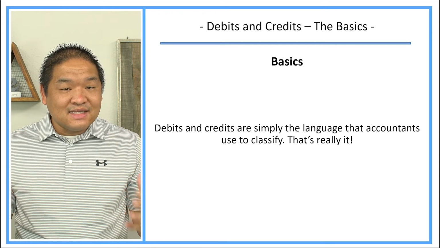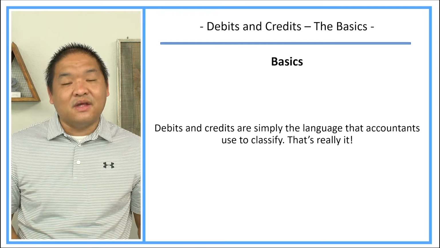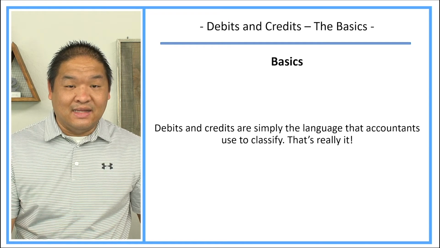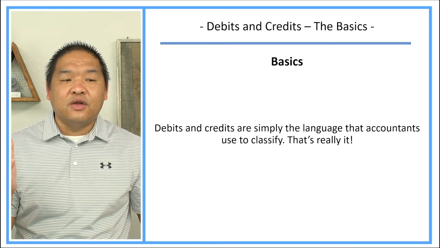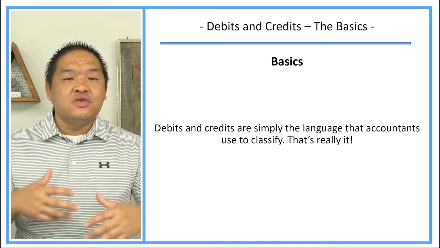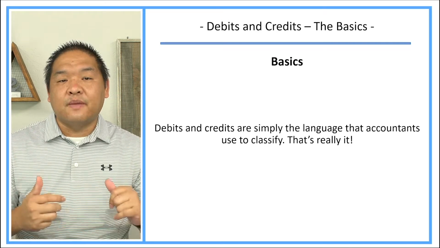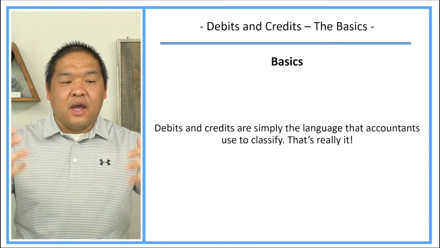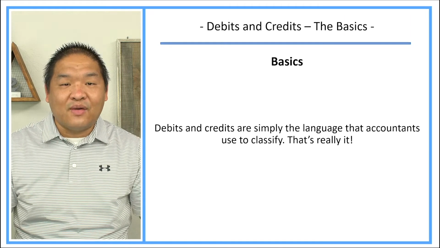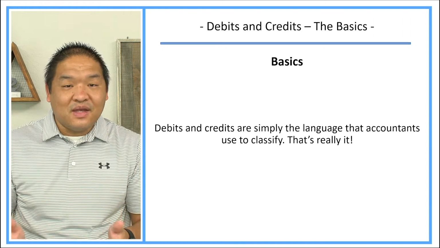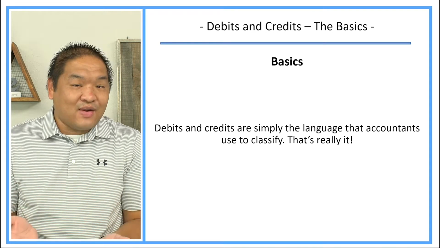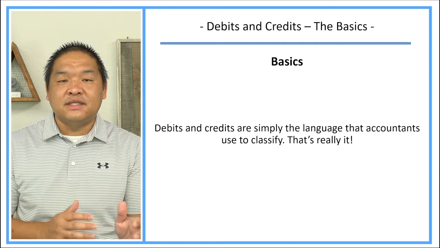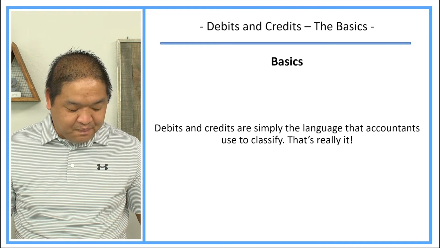So really, at the end of the day, debits and credits are simply the language that accountants use to classify. That's it. So it's kind of learning another language. When your first language is, let's say, English, you've got to learn the translation of an English word into Spanish or Japanese or Chinese or any one of the multiple languages around the world. We've got to do the same thing here in accounting. So it's a language that we use to basically communicate with other accountants. Hey, do this or do that for a transaction.